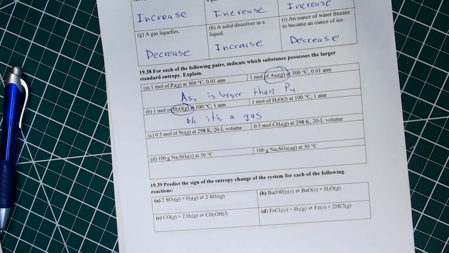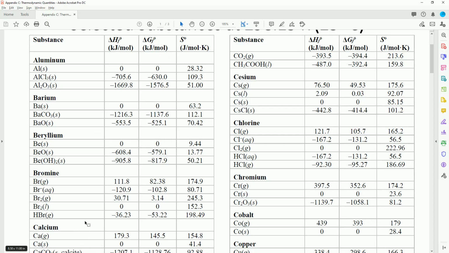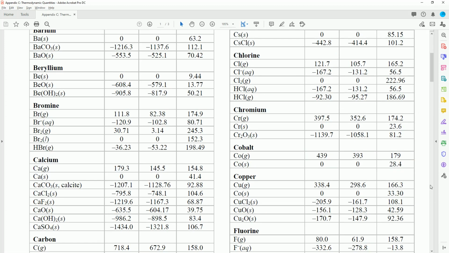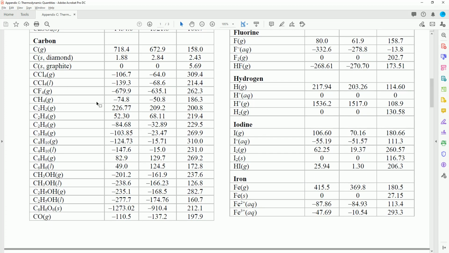So I am going to go back to our entropy table here, and I'm going to scroll down and find CH4. So there's CH4, 186.3 for CH4. I'm going to write that down. 186.3, and that's joules per mole Kelvin.